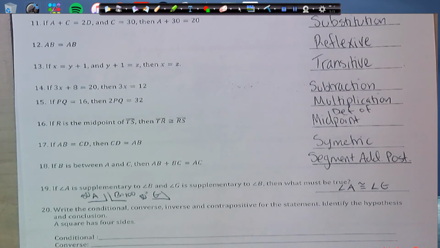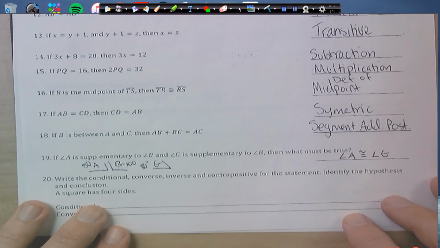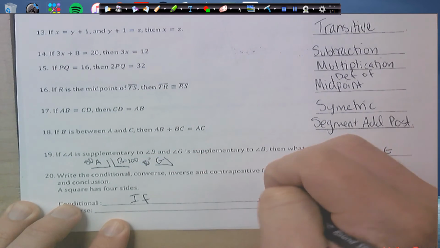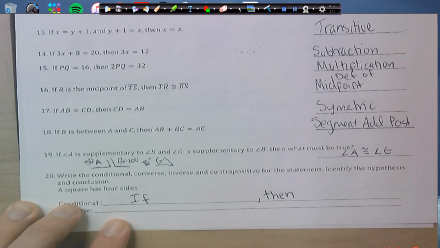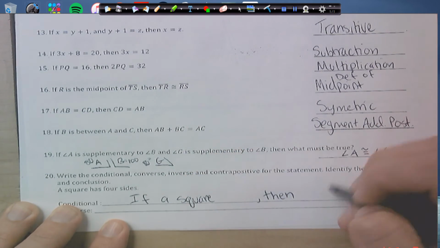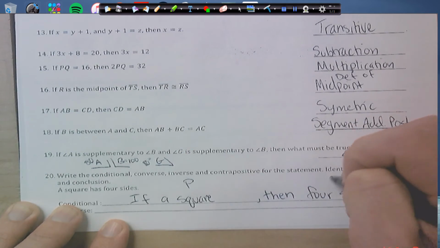Write the conditional, converse, and inverse for the statements. Identify the hypothesis and conclusion. A square has 4 sides. First, I got to write it as a conditional. That means I have to write an if, then statement. So, if a square, then 4 sides, right? Okay, this is my P, then my Q.